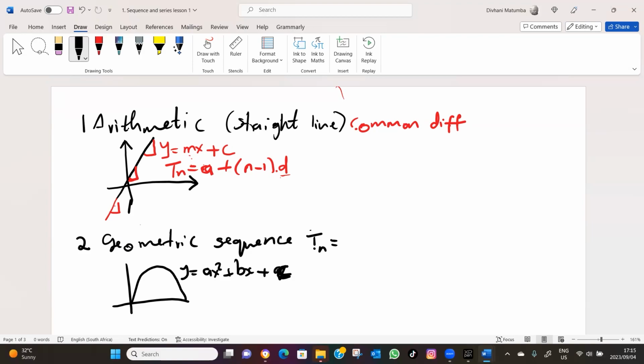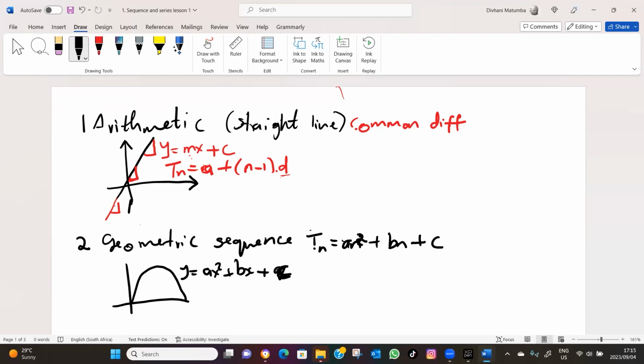So the typical equation, the geometric sequence function, is an squared plus bn plus c. As you can see, these two functions are similar. Your geometric sequence is a quadratic function.